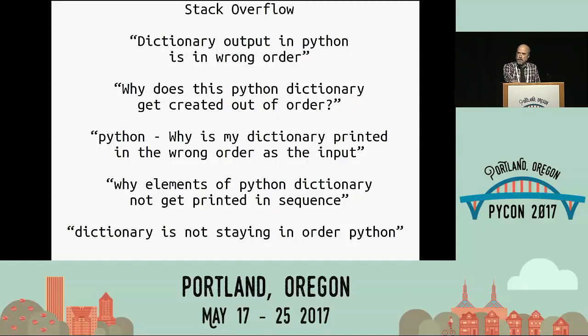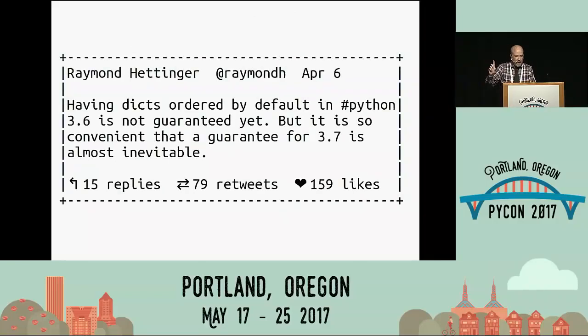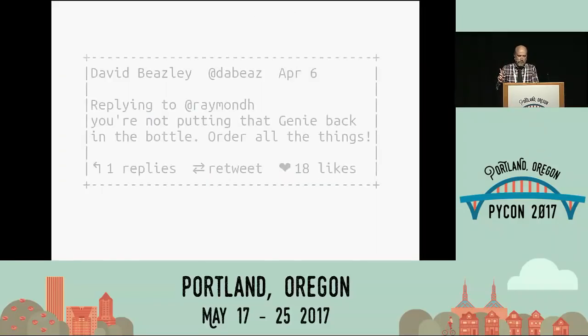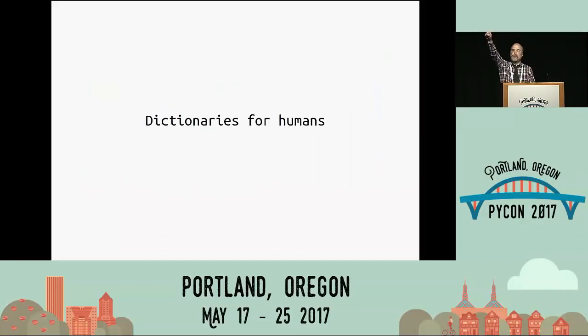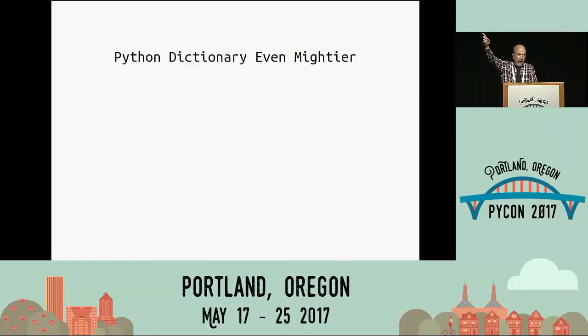The human mind, by its nature, expects dictionaries to have order. If you've ever taught Python, this is always a stumbling block. Raymond thinks the guarantee might be almost inevitable, but Beasley says this is permanent, and I agree with him. I say 3.6 has brought about dictionaries for humans. I don't think they're ever rolling this one back because the normal programmer who doesn't even know about hash tables has always expected them to be ordered and will write code that depends on it.